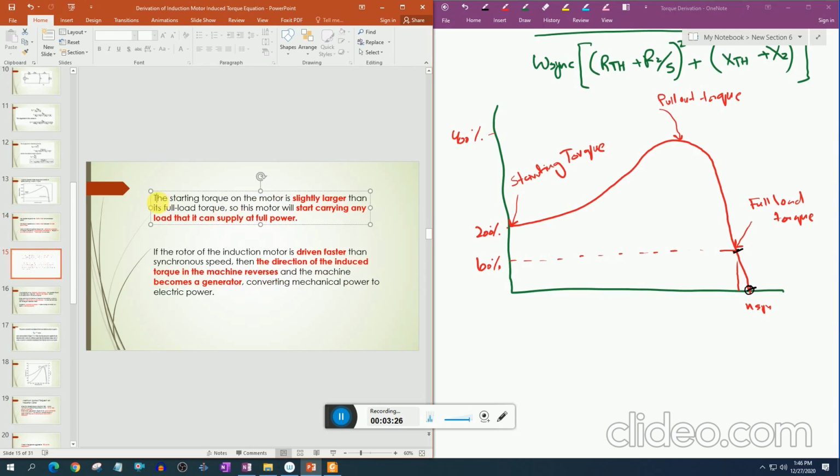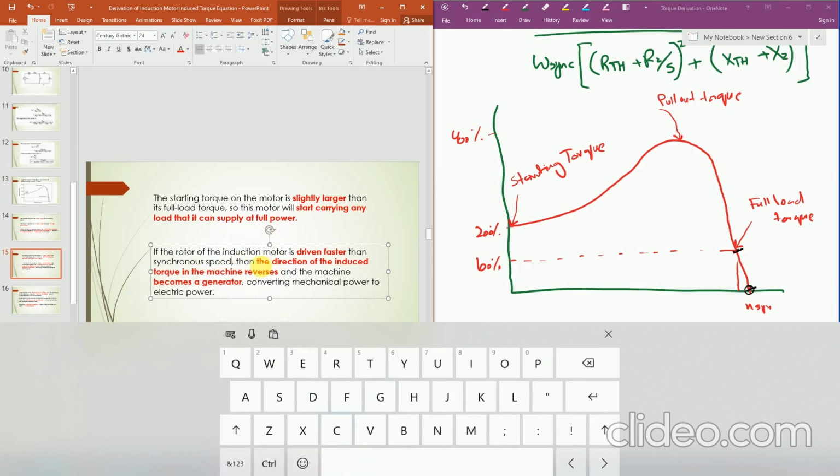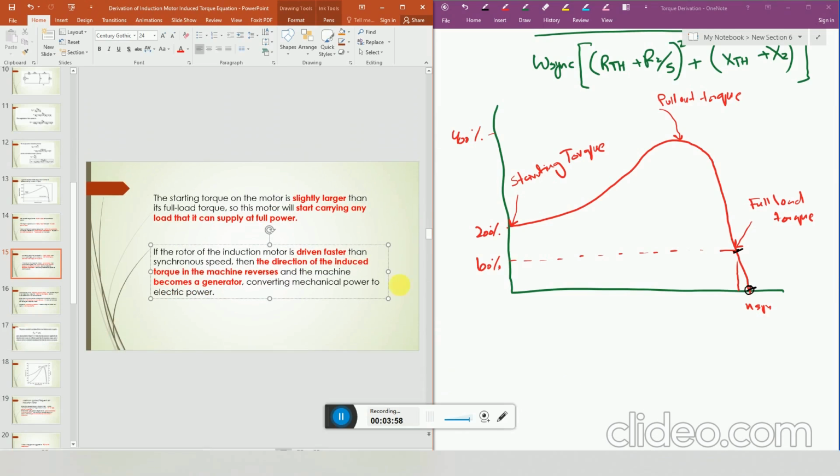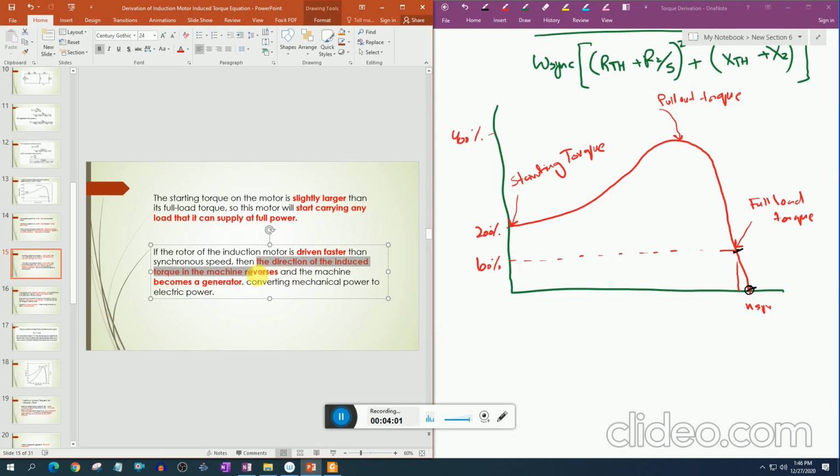Another point to be considered is that the starting torque of the motor is slightly larger than its full load torque. So this motor will start carrying any load that it can supply at full power. At this point, the motor will start at full load. Another point of this curve is that if the induction motor is driven faster than the synchronous speed, then the direction of the induced torque in the machine reverses and the machine becomes a generator, converting mechanical power to electrical power.